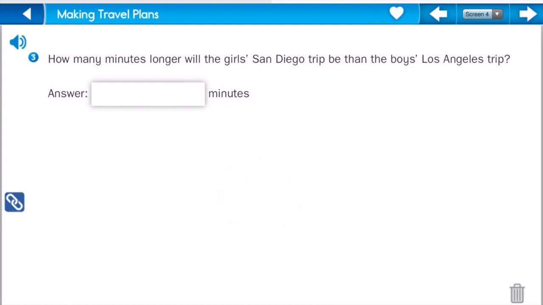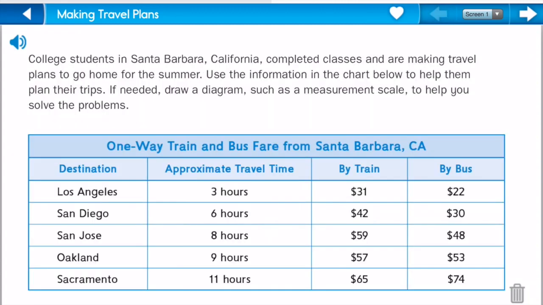How many minutes longer will the girls' San Diego trip be than the boys' Los Angeles trip? So let's go back and look. Los Angeles takes 3 hours and San Diego takes 6 hours.